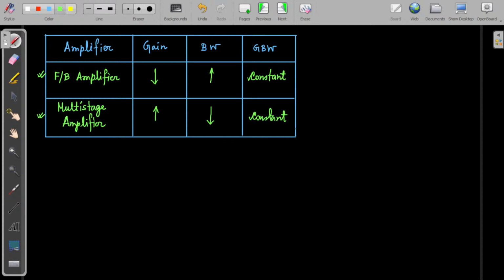Tomorrow at 9 o'clock in the morning, we'll see the feedback topologies and we'll complete the total chapter of feedback amplifiers. Okay, so hopefully you have enjoyed the class.